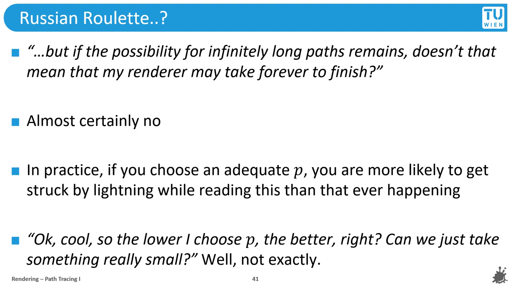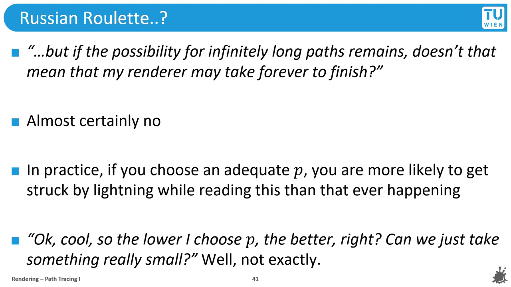So you might think, okay, the smaller I choose p, the earlier the paths will terminate, the faster I get my output image, and it is still unbiased. So let's just pick a very small p and be done with it. Well, that's not exactly the case.